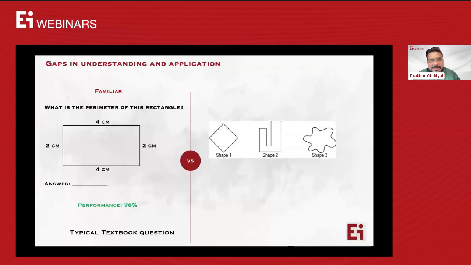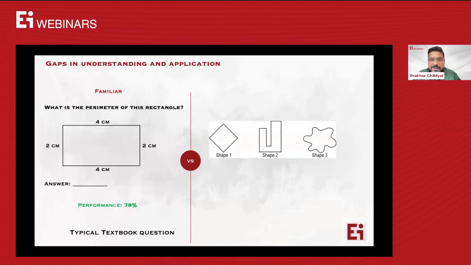Also in tests like ACIT, where there is one question on the left, I'll pause here for everyone to quickly read this. When we ask, what is the perimeter of this rectangle, our performance on average is across 78%, which is a textbook question. Again, a lot of people come back and ask, but don't we need procedural information? Yes, but it's never either or.